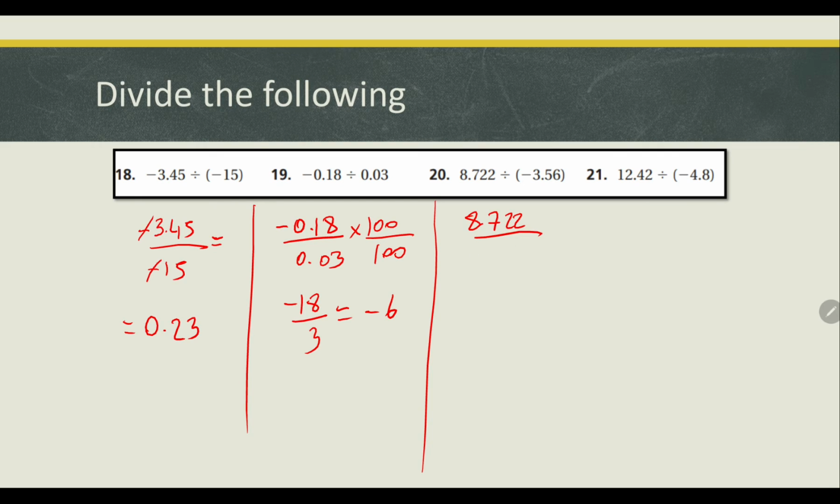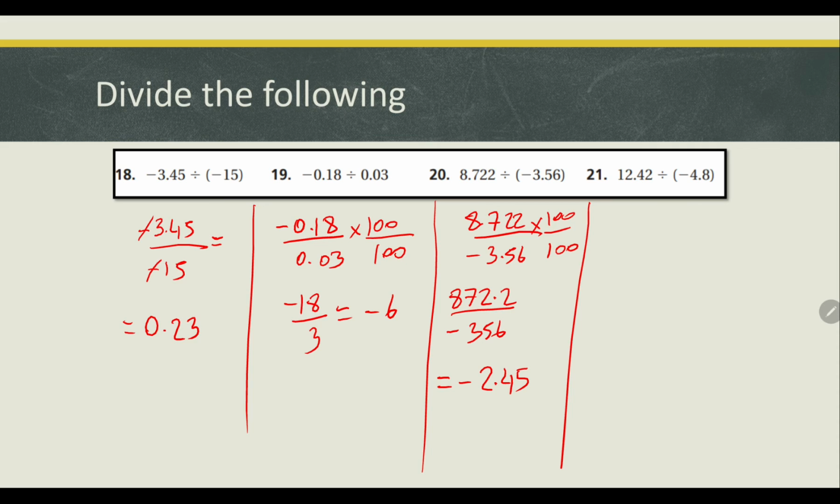8.722 over negative 3.56, multiplied with 100 over 100, because there are two decimal places in the denominator. So we have 872.2 over negative 356. Now I'm going to use a calculator, so it saves us time. Dividing by 356 will give us negative 2.45.